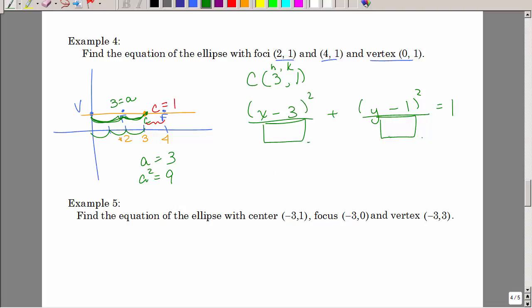Well, where does A go? Underneath X, or does it go underneath Y? Look at your picture, side to side. It's got to go there. So the only thing I need to know is what is B squared.